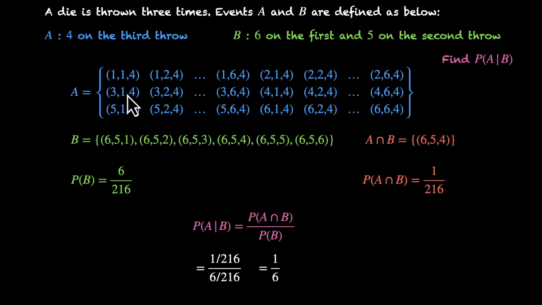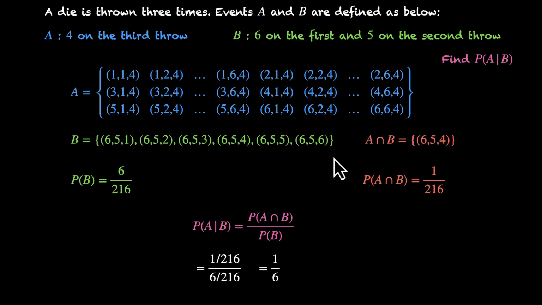We can also solve this problem by just looking at B first. So let's forget about A and only focus on B. B has appeared first. This means 6 on the first and 5 on the second throw is there. There are 6 possible options for the third throw. Of these 6 options, there's only one that's favorable for us. A says we want 4 on the third throw. We don't want 1, 2, 3, 5 or 6. We only want 4. This means the probability is 1 divided by all of these.